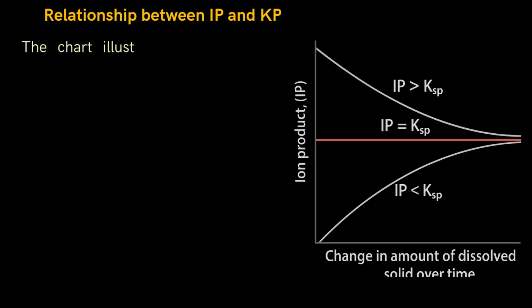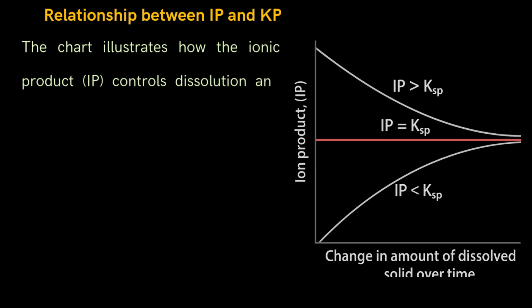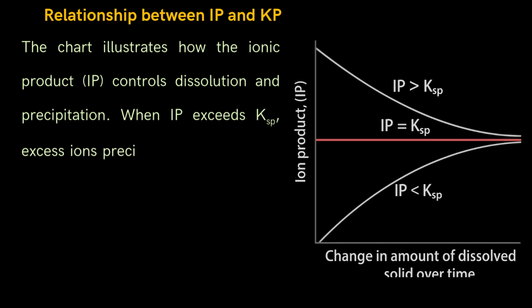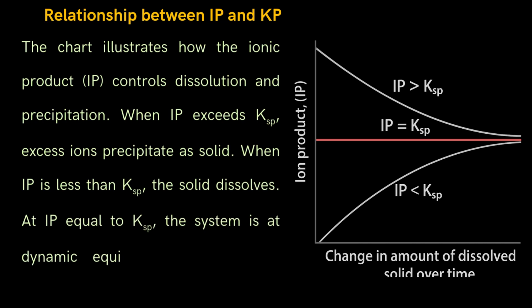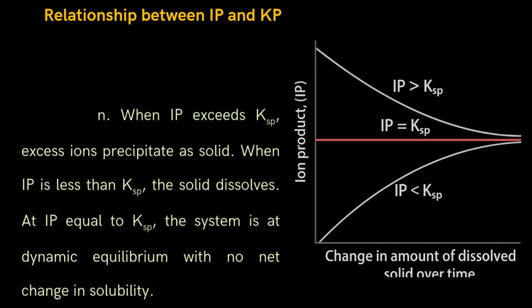Based on the previous slide, we can draw the graph that illustrates how the ionic product, IP, controls dissolution and precipitation. When IP exceeds Ksp, excess ions precipitate as solid. When IP is less than Ksp, the solid dissolves. At IP equal to Ksp, the system is at dynamic equilibrium with no net change in solubility.